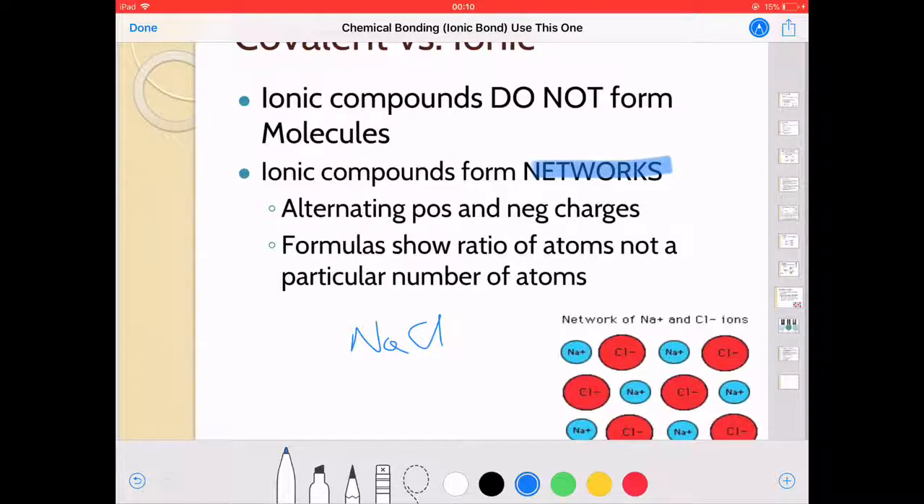So ionic compounds form networks. You need to know that they're alternating positive, negative charges, and they show ratios of the numbers, and that's how this crystal structure actually forms. So in this case, the salt that is actually forming, you guys saw the little cubes that are formed from salt with the microscopes in lab.